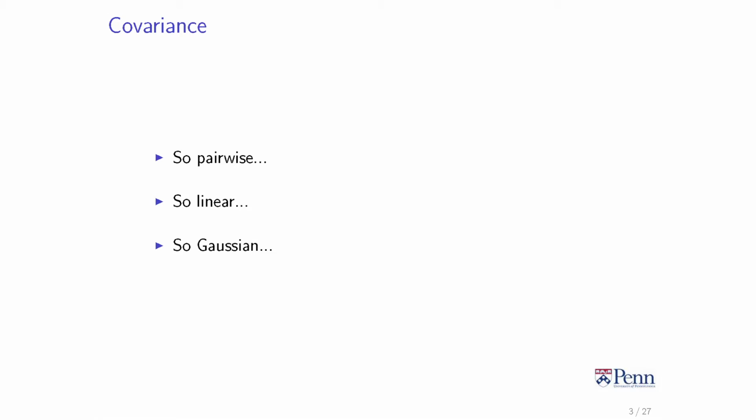Things are generally not Gaussian and not necessarily linear. So, you know, obviously covariance, well, it's linear and Gaussian. It's also pairwise. And we could do things like look at every pairwise correlation and average them or something. But, you know, we can do a lot of things. We want to be more careful, hopefully.